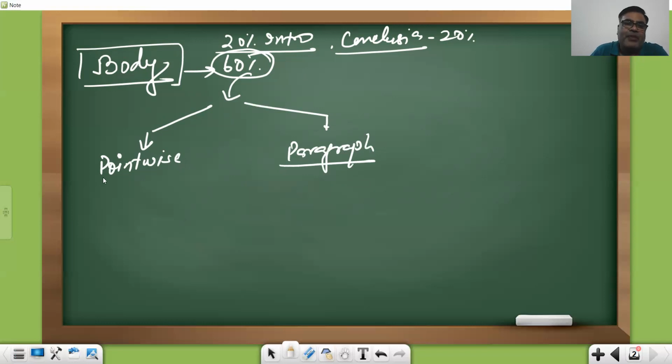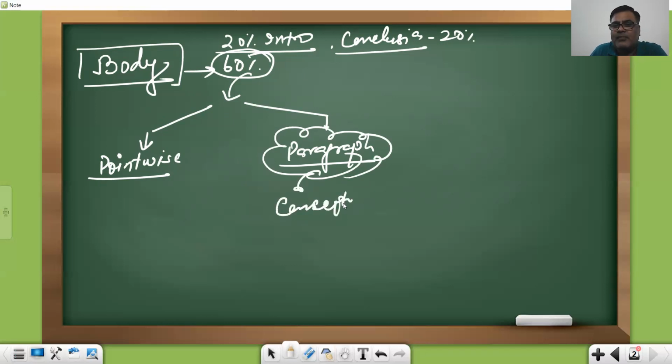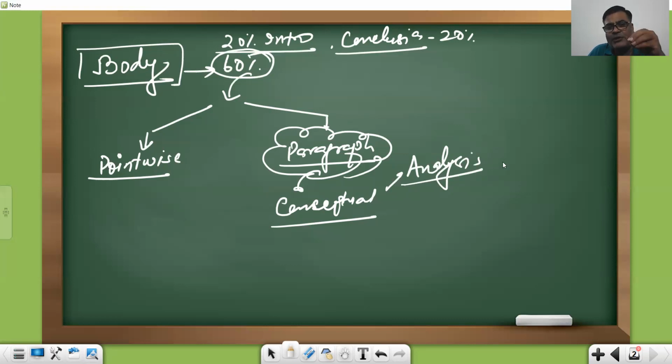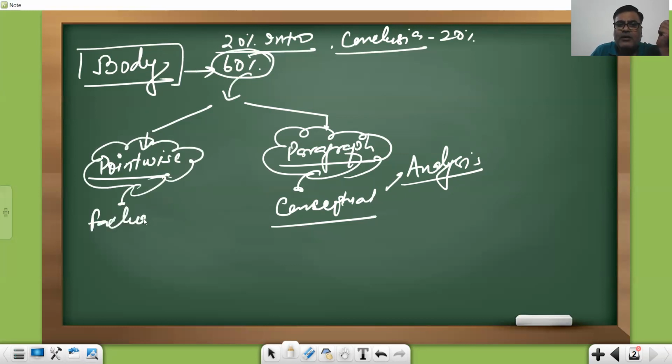or here it should be paragraph wise. Fine. Remember, if you have to write something conceptual, that conceptual must come in paragraphs, through paragraphs. All right. Conceptual means any idea you are talking about. Suppose if any sort of analysis you have to give, so that should be in paragraph. And if something is factual, that should come into the points.